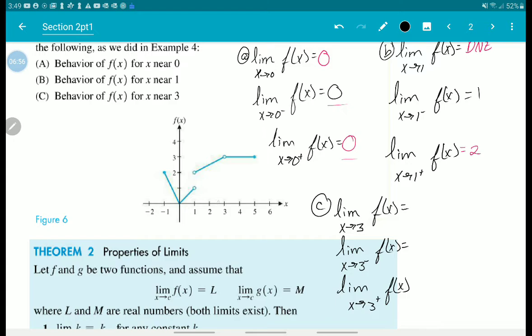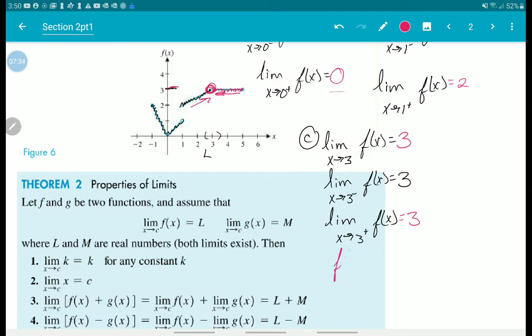So as I approach 3 from the left, this is my left-hand side, I'm going to follow that graph, and then it jumps here. And notice as I get close to 3, my y value here is going to be 3. So 3 from the left. As I come in from the right, my y value is also 3. Because the left and right hand limits are coming in and we're getting the same value from the left and from the right, then we say that the limit does exist at 3 and the value is 3.